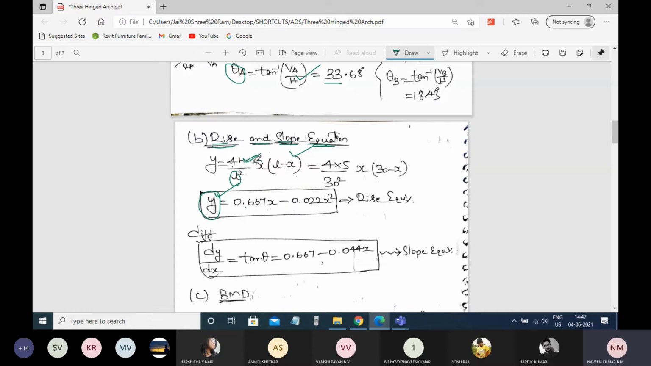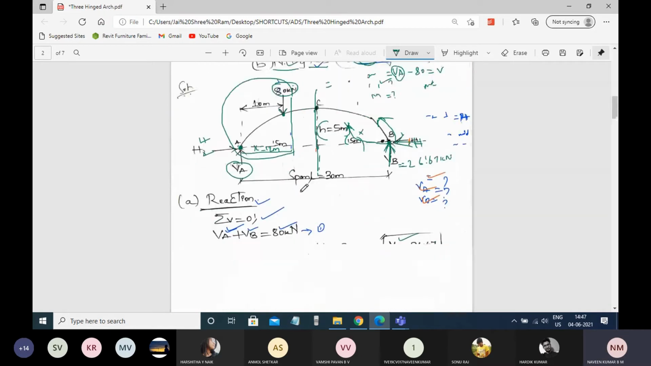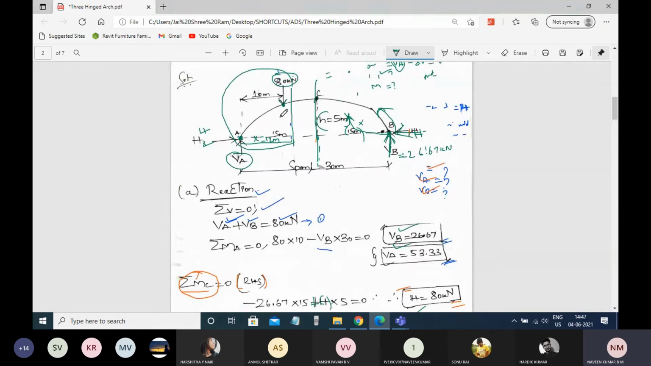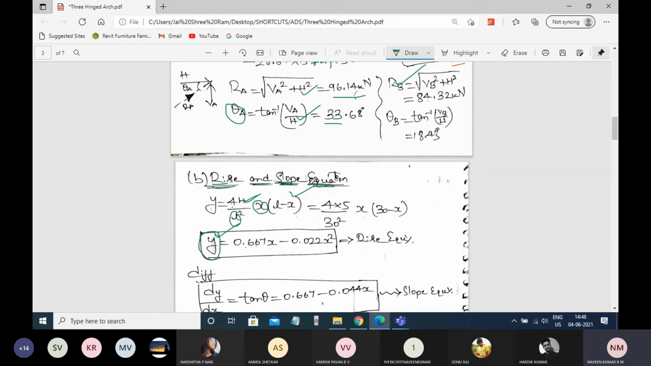Here you are not going to substitute x. x is the distance, and it may be varying. For example, if I want the bending moment at 10 meter, you can substitute x as 10 meter. If I want the bending moment at 12 meter, you can substitute x as 12 meter. So x is a varying parameter, and you don't substitute any value of x. When you are finding the bending moment at a particular section, at that time you can substitute the x value. Just retain the equation in terms of x.